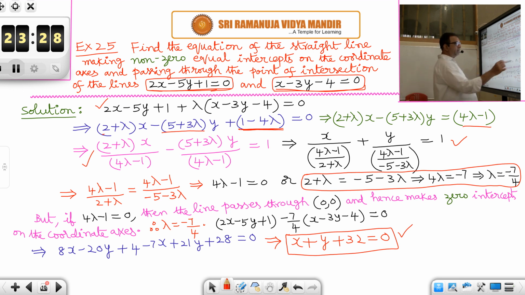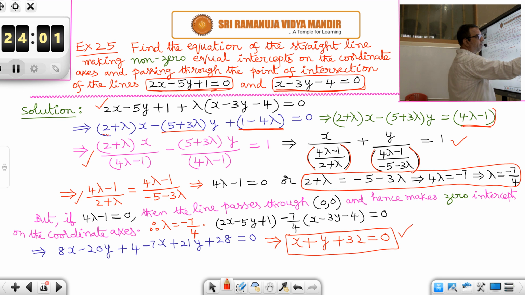Now, the equal intercepts means x-intercept and y-intercept. X-intercept is this bracket, y-intercept is this bracket. They should be equal. So, I have equated them. These will be equal provided both left and right numerator is same. If 4 lambda minus 1 equal to 0, that is if lambda is equal to 1 by 4, then they will be equal.